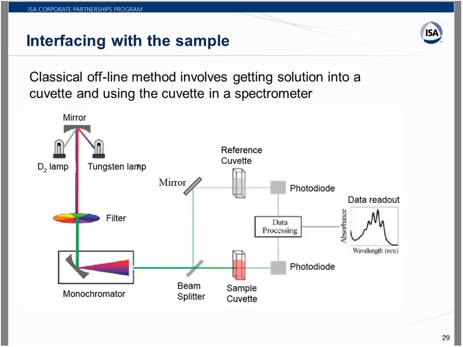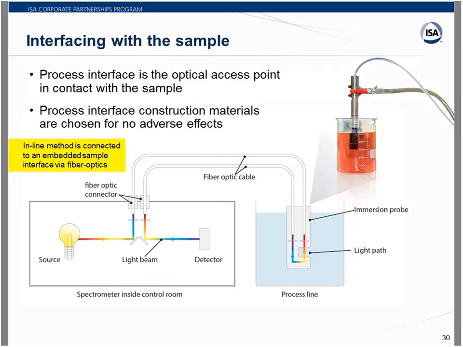But in order to take this into process, it's not very handy to take the sample cuvette and pipette something out of your system, put it into your cuvette, walk over to your instrument, and then take a measurement. You want to be able to do this in line. And so in order to do this in line, you can use something like an immersion probe or a reflection probe or something like this.